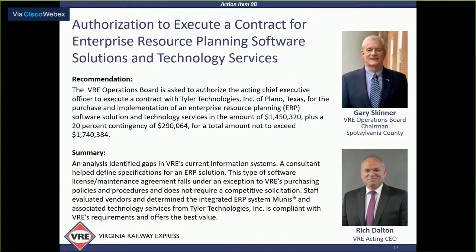Action item 9D, authorization to execute a contract for the Enterprise Resource Planning Software Solution and Technology Services. Rich, please run over. Thank you, Mr. Chair. The VRE Operations Board is asked to authorize the acting CEO to execute a contract with Tyler Technologies, Inc. of Plano, Texas, for the purchase and implementation of an enterprise resource planning software solution and technology services in the amount of $1,450,320 plus a 20% contingency for the total amount not to exceed $1,740,384.